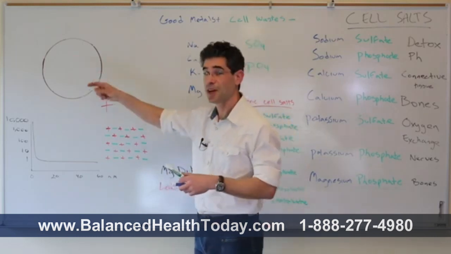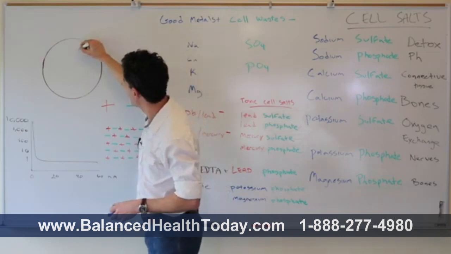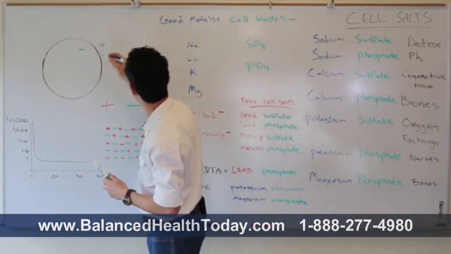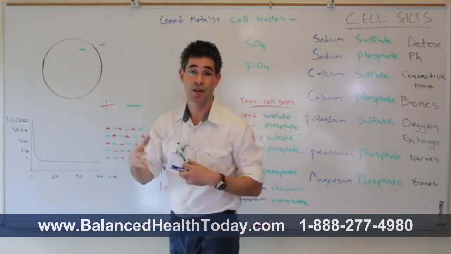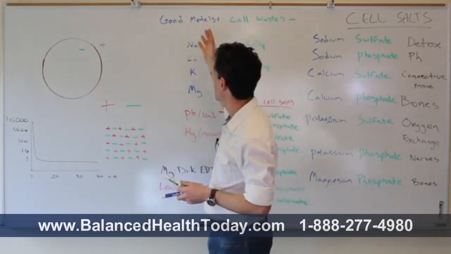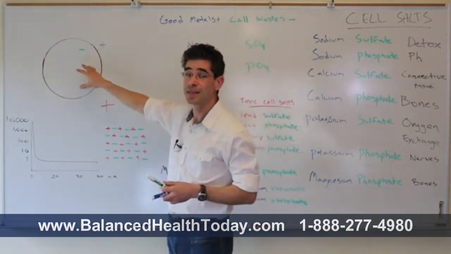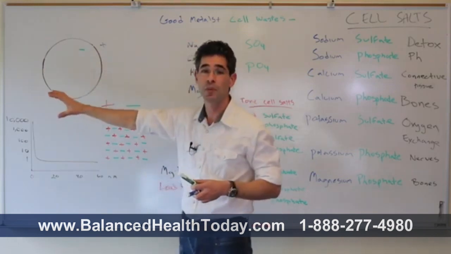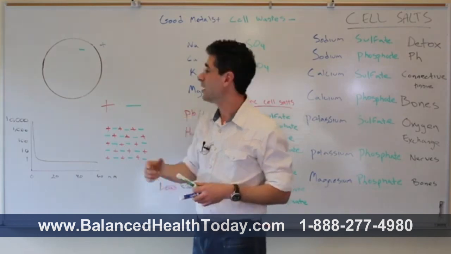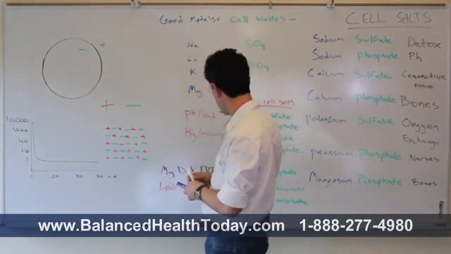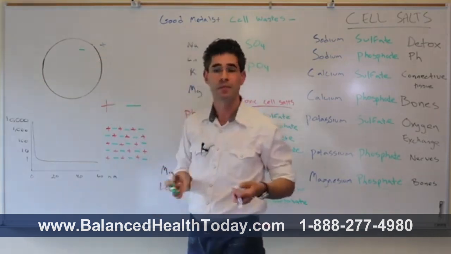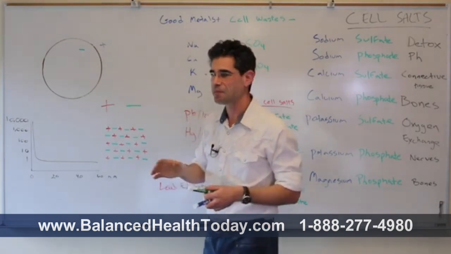So here's our cell, and the cell likes to be negative on the inside and positive on the outside. And that gives it its charge, its ability to do what it needs to do. Now, metals tend to be positive, and when the cell is negative on the inside, it can pull the metals in, the ones that it needs, calcium, zinc, and so forth. And then the metabolic wastes it makes are also negative, and since negatives repel, it can push the wastes out. It's a very simple and elegant design.